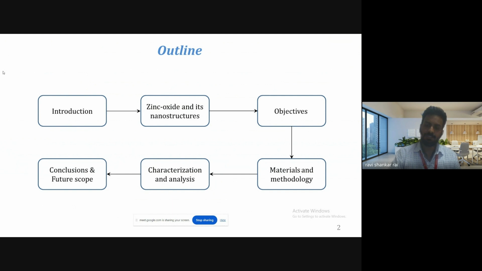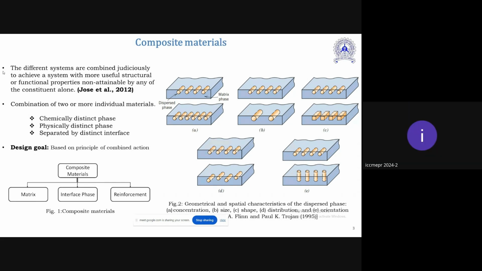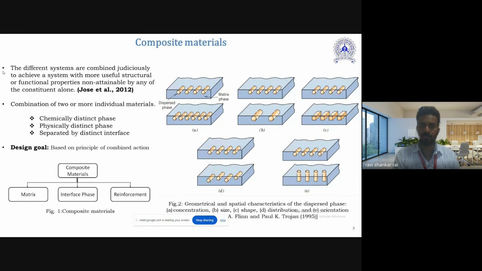This work is basically based on the composite material, and according to the words of Jose et al., different systems are combined judiciously to achieve a system with more useful structural or functional property, which is non-attainable by any of the constituents alone. So overall, we can say that the composite material is a mixture of matrix material, reinforcement, and an interface phase. The two or more individual materials can be connected together, which must be chemically distinct phase, physically distinct phase, and must be separated by a distinct interface. There must be a design goal, and that design goal should be based on the principle of combined action, for example, low density and high strength.